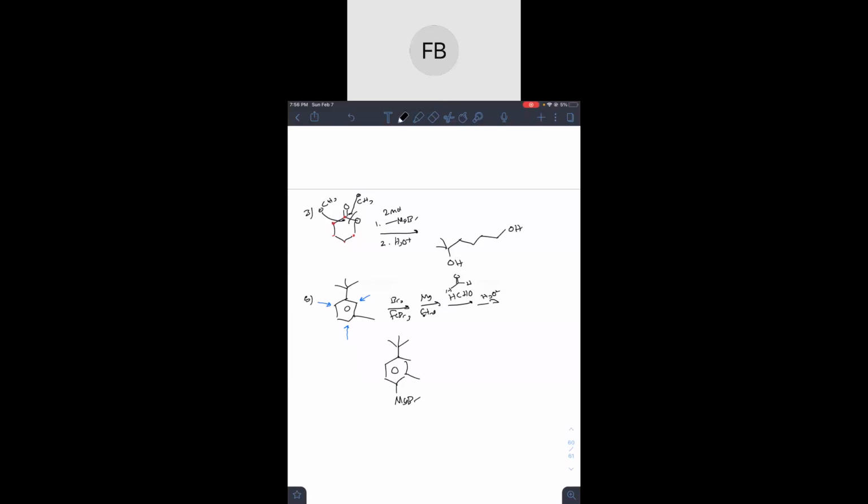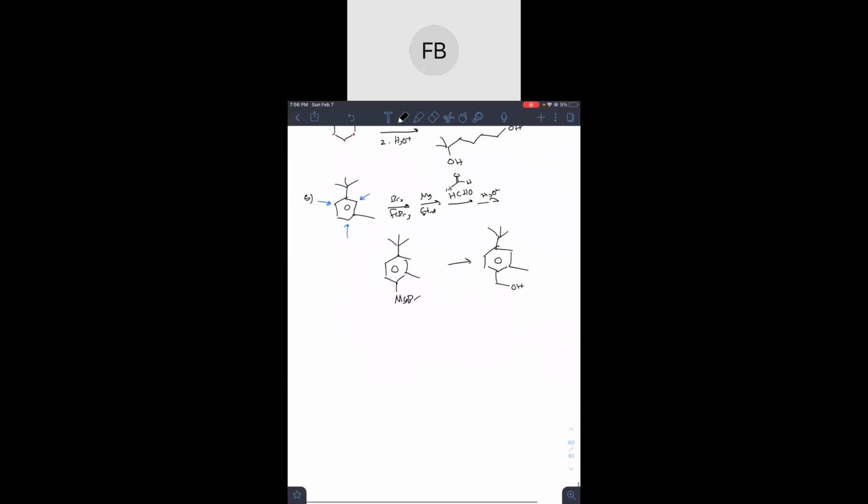Now next, we're just going to do our Grignard. So that's basically going to attach an OH onto it, a carbon with an OH. So after following that next step, we're going to get this. Oh yeah, methyl.